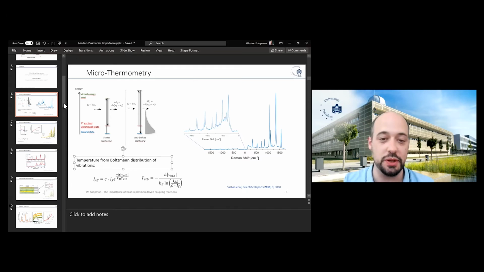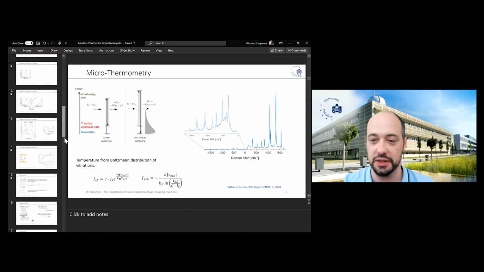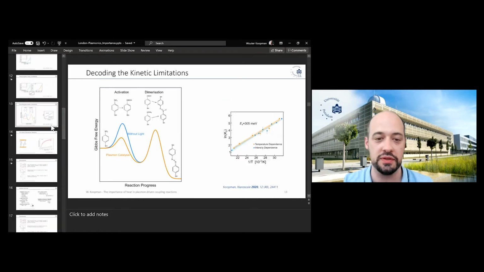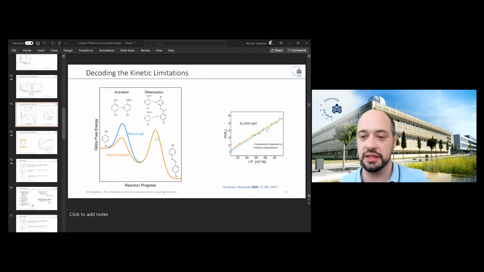We don't ascertain it, we observe it. So the question is how we can be sure that really this dimerization step has the higher activation energy. Actually there are two parts on which we do this. One is the fact that we see the same activation energy, no matter if we just photoheat or if we externally heat our sample. And that shouldn't be the case.